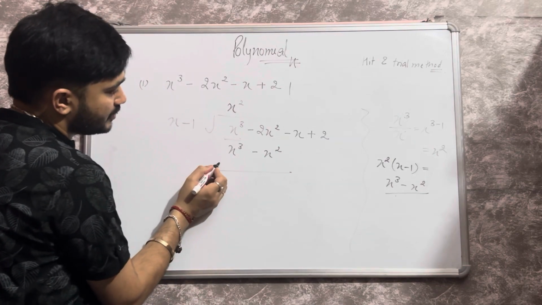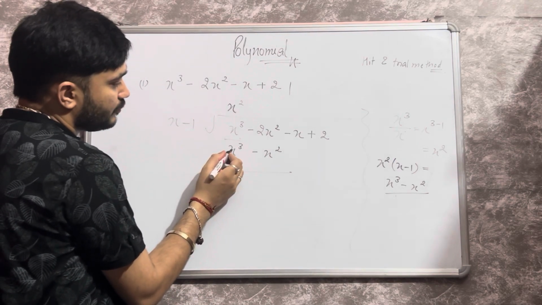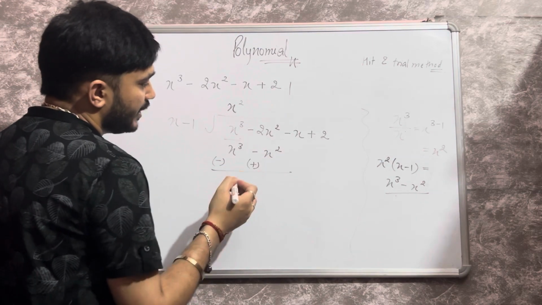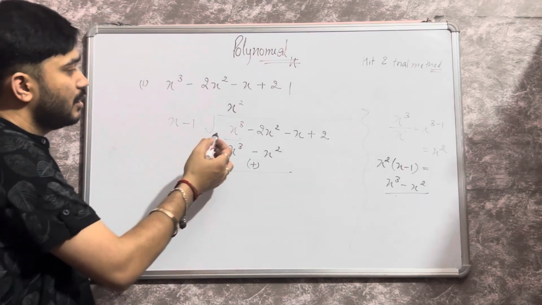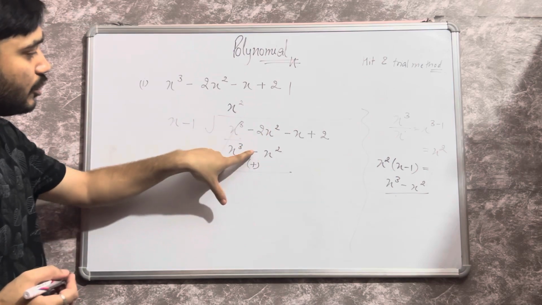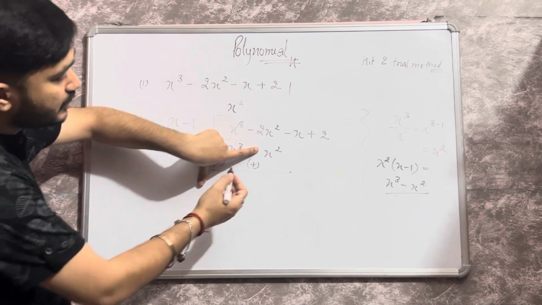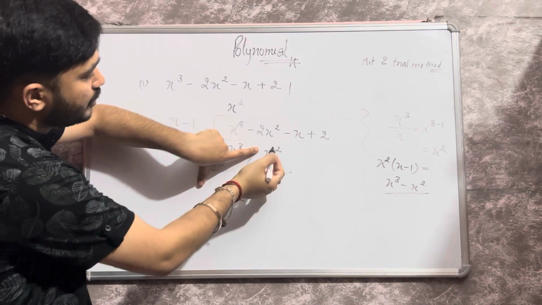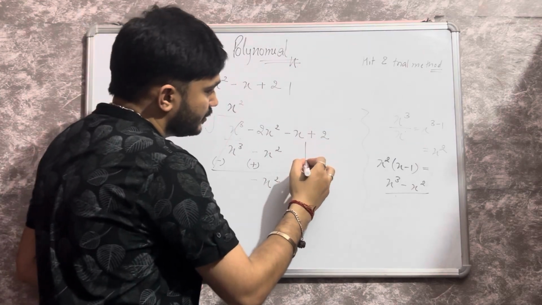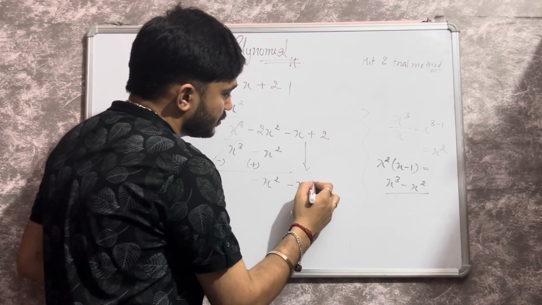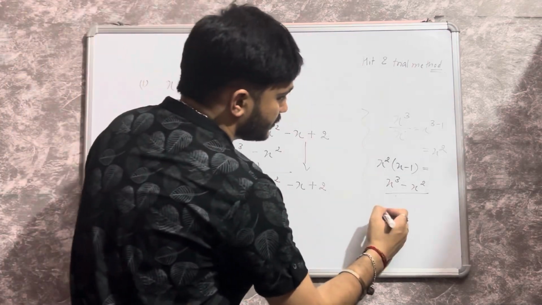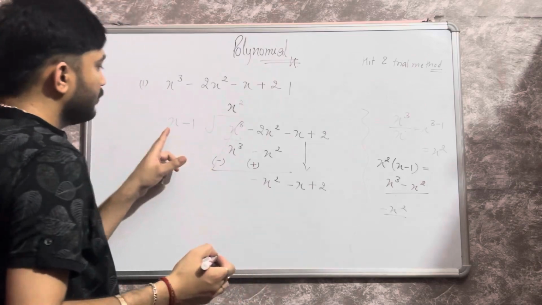Now you are going to change the sign of this. Here the sign of x cube is plus, so it will be minus here, and here the sign is minus and it will be plus here. This gets cut out, and minus 2x square plus x square, you will get minus x square, and write this number as it is, minus x plus 2. Any doubt?